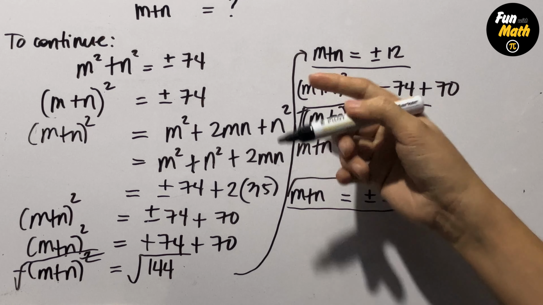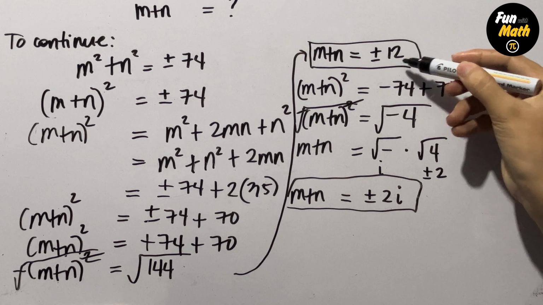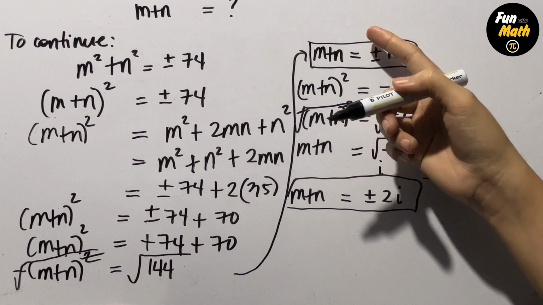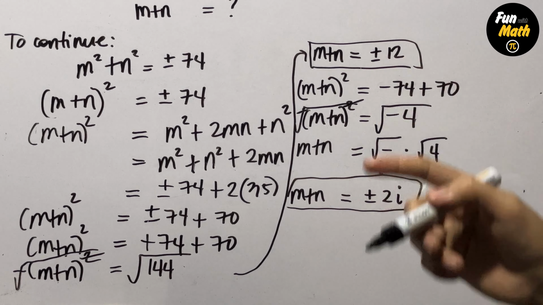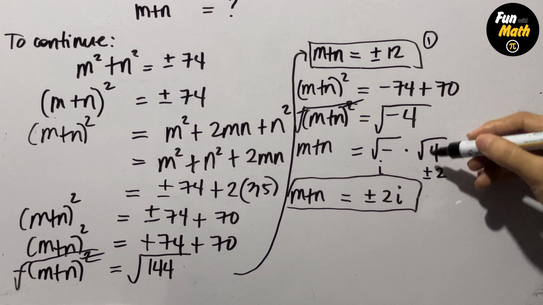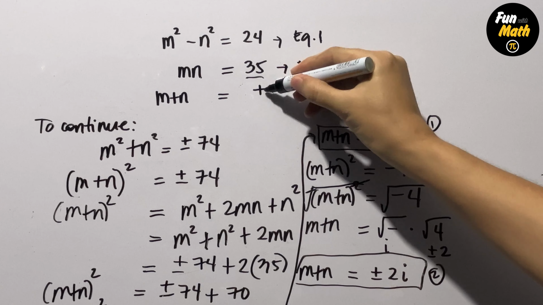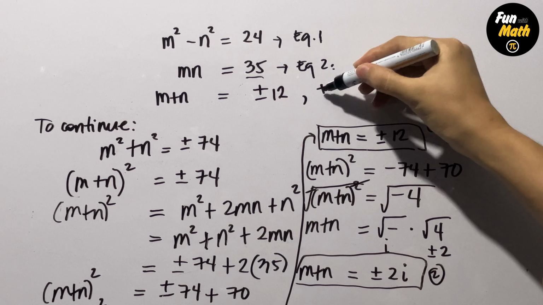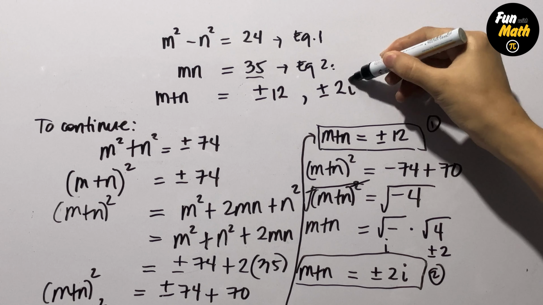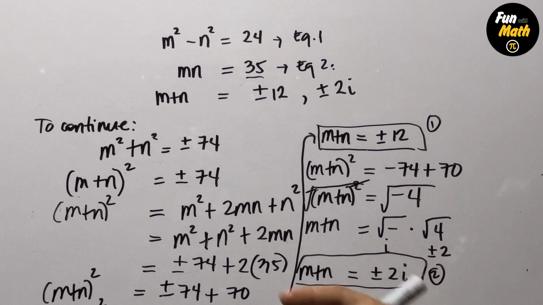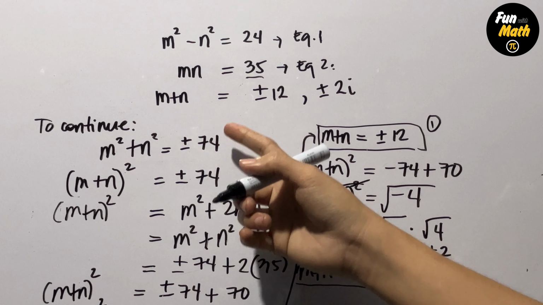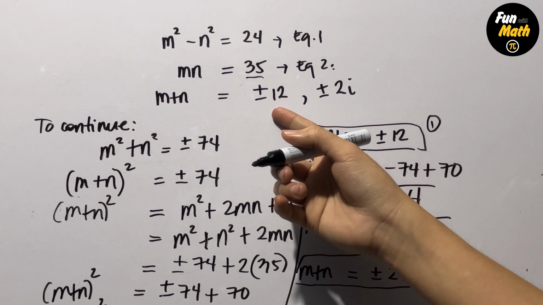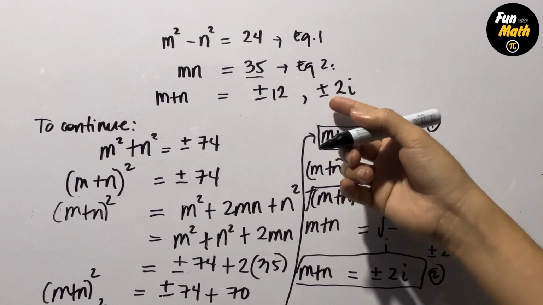The first one is this: m plus n is equal to positive negative 12. Therefore, the values of m plus n are positive negative 12 and positive negative 2i.